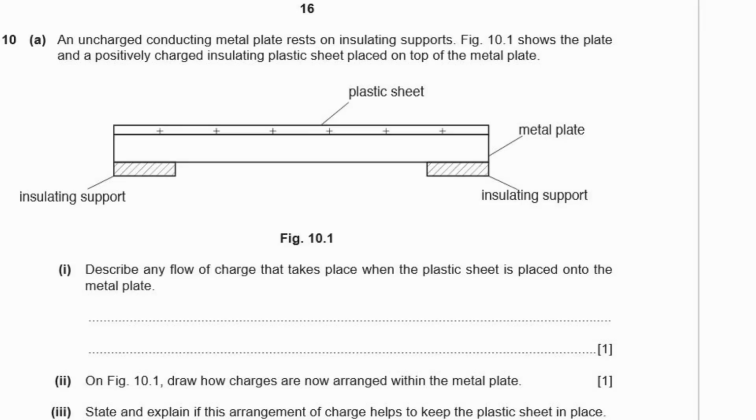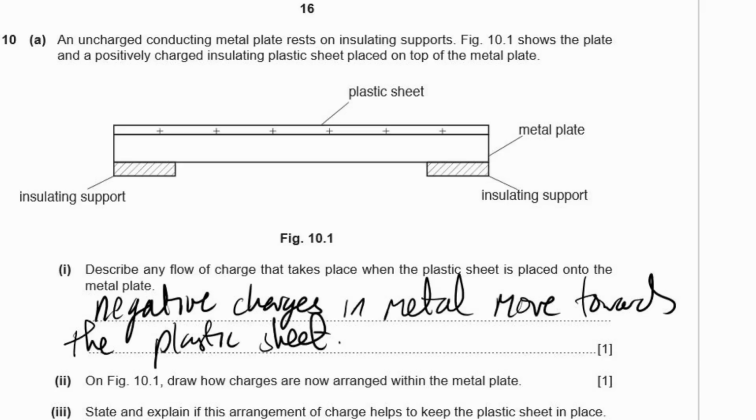10. An uncharged conducting metal plate rests on insulating supports. Figure 10.1 shows the plate and a positively charged insulating plastic sheet placed on top of the metal plate. 1. Describe any flow of charge that takes place when the plastic sheet is placed onto the metal plate. Well, what we can see, of course, is the plastic sheet has positive charges on it. It's a positively charged plastic sheet. So what we're going to see is the negative charges in the metal plate move towards the plastic sheet.